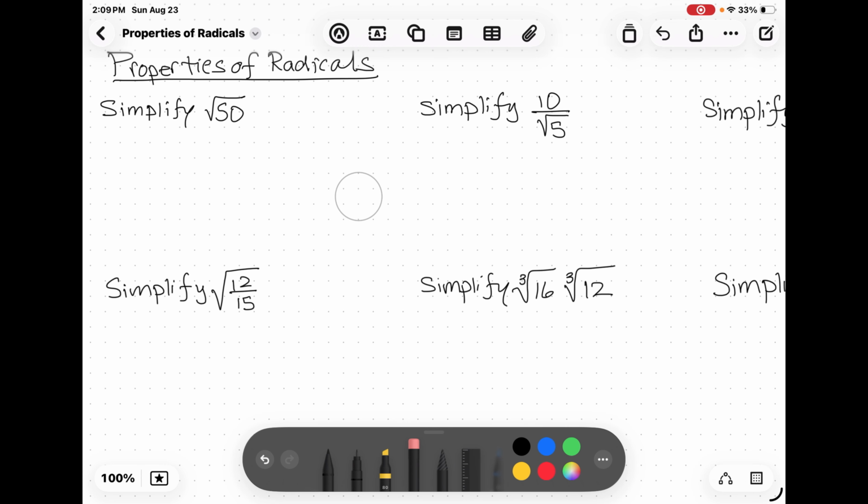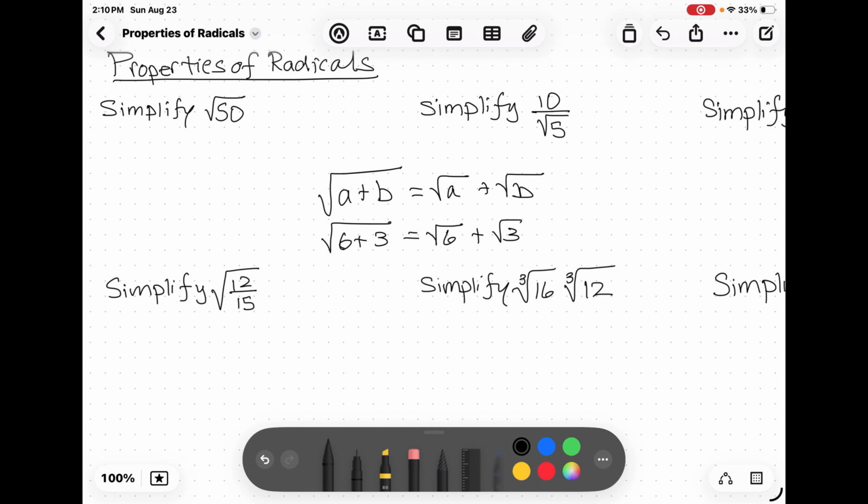What we cannot do, we do not say that the square root of a plus b is equal to the square root of a plus the square root of b. That is not a property of radicals. That is not true. For instance, if we looked at the square root of 6 plus 3, we know that 6 plus 3 is 9, and the square root of 9 is 3. But if I tried to split the radical and said the square root of 6 plus the square root of 3, well, that does not equal 3. Square root of 6 plus the square root of 3 does not equal 3.